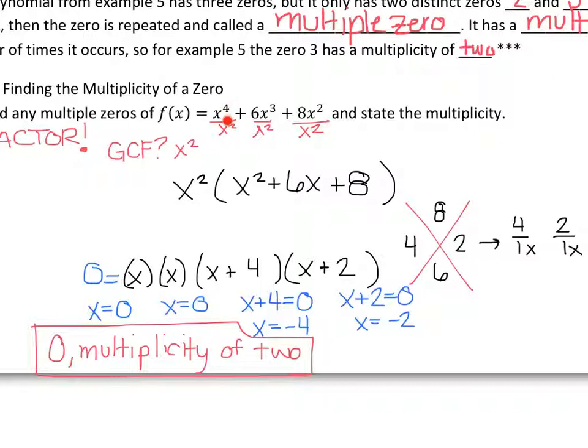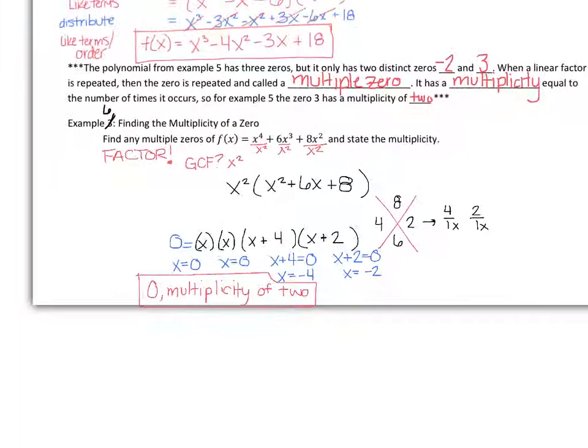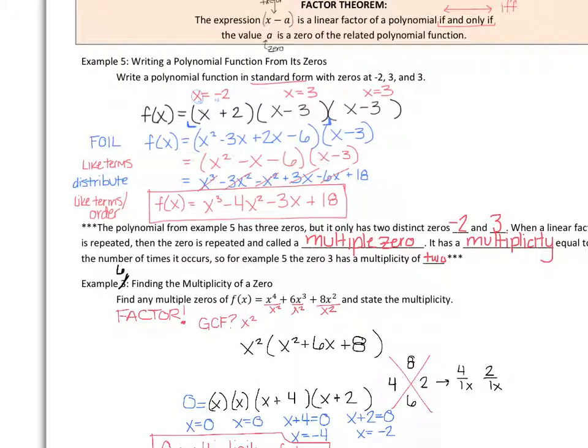One thing I want to point out to you, just to make the connection here: what was the degree of this? 4. How many zeros did it have? 4. Up above, what was the degree of this one? 3. How many zeros did it have? 3. Notice the pattern there? Yes. Okay, any of these that you want to see in the calculator with multiple zeros, you can.